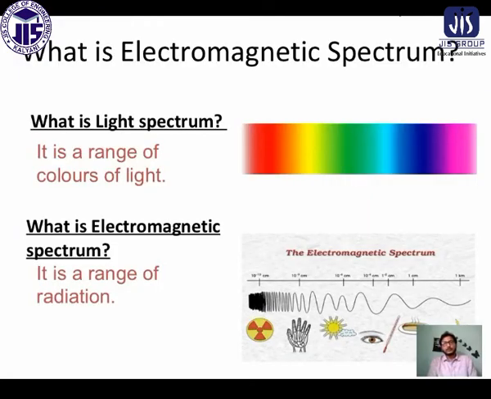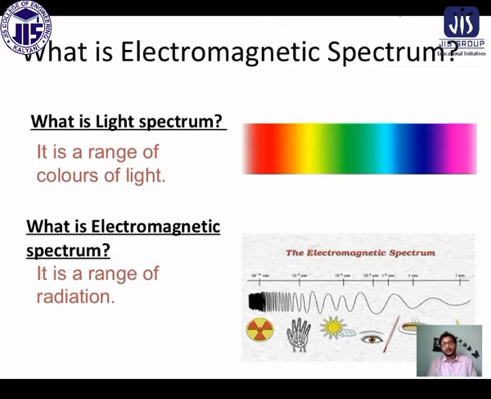Okay, so now what is the electromagnetic spectrum? If we consider the electromagnetic spectrum, it is nothing but the range of colors of light. It means different colors have different ranges of wavelengths. In our class 12 standard, we have seen some basics about color, that it is visual, and based on the wavelength we can see the different colors.